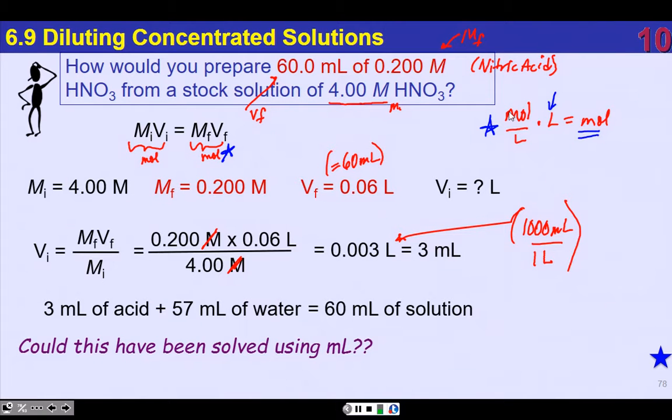However, when we set these up, as long as you pay attention to your units, our answer was in liters this time because we put liters in. But if you had put in milliliters instead, you would have skipped the conversion step and you would have ended up with milliliters as an answer. So yes, you can. Just be careful that you're watching what cancels, and that if you put milliliters in instead of 0.06 liters, you put in 60 milliliters, you would then end up with milliliters for an answer.